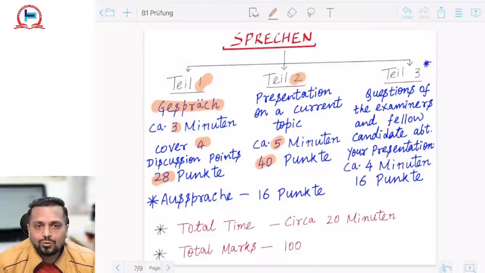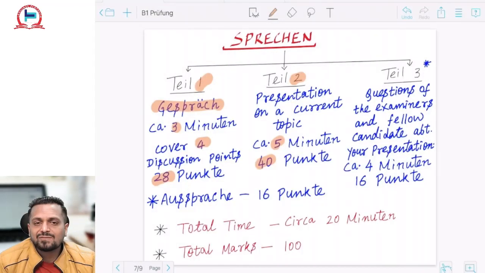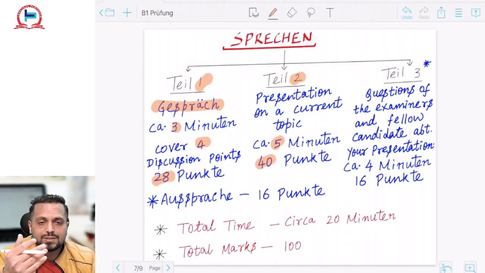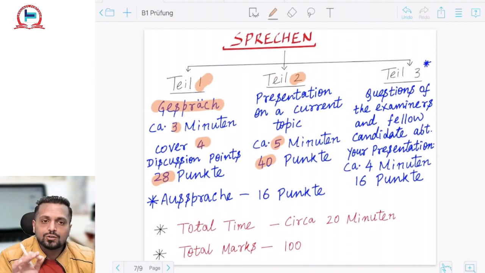A very important thing to note down here is that for Teil 1 and 2 together, for both the Teils, you are going to get some preparation time. This preparation time will be around 15 minutes. In this time, you have to read what your task is and what you are supposed to speak on, and you'll be given a paper where you can jot down your important points.